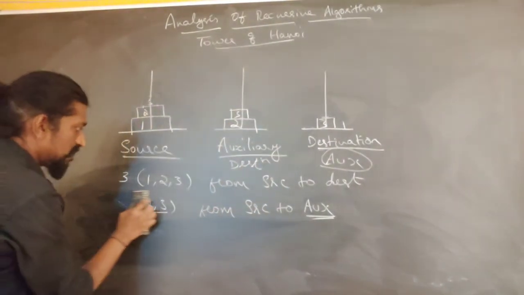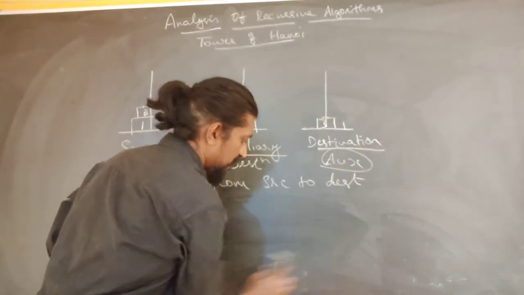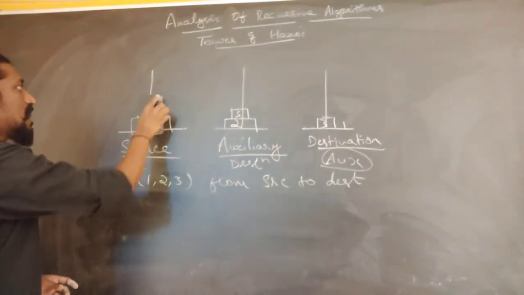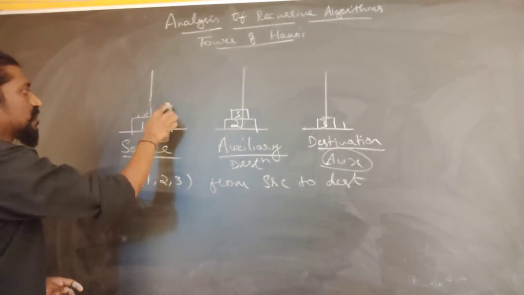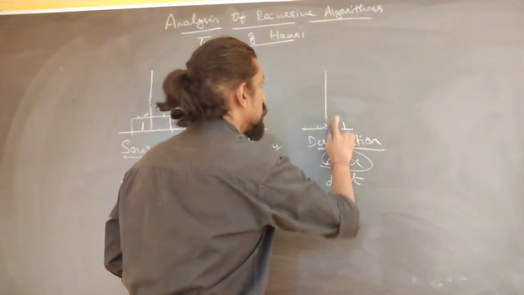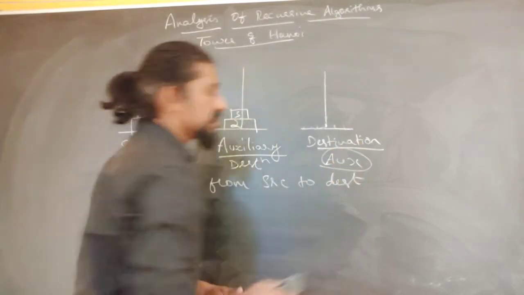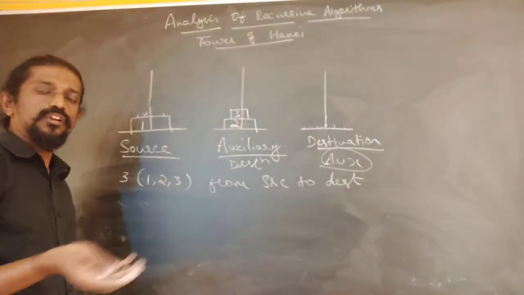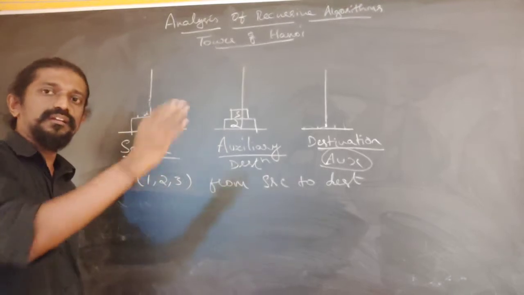Okay, that is when this step is completely executed. It is at this point that n-1 disks which are at the source have been moved to the auxiliary. So this is a recursive solution. To move 3 disks, we need to move 2 disks. To move 2 disks, we need to move 1 disk. So if we are moving 100 disks, we need to move 99, 98, 97, and so on.